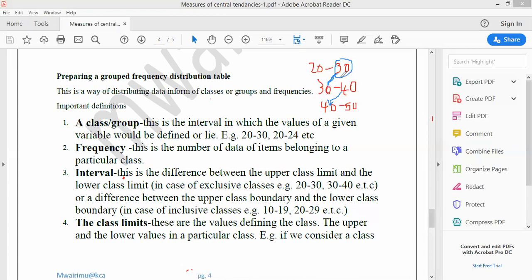The same happens here in our second class. The value of 40 won't be appearing in class number 2, but it will appear in the next adjacent upper class, that is class number 3. And the story will go on until we have the last class in our distribution.